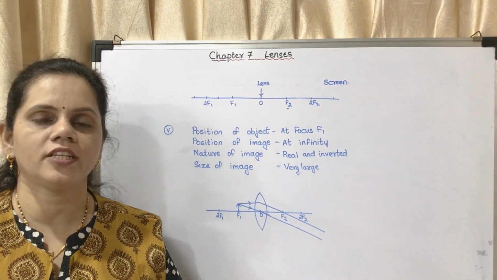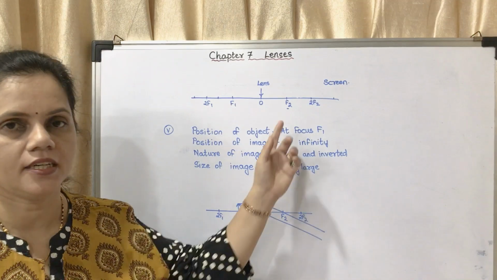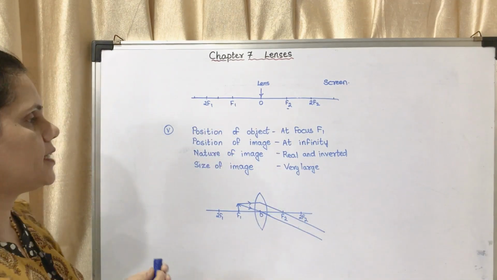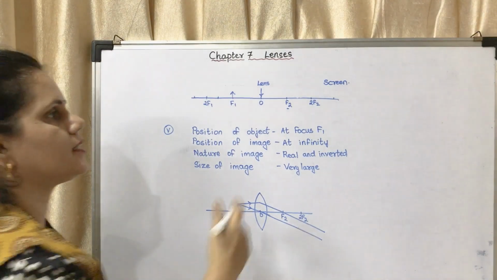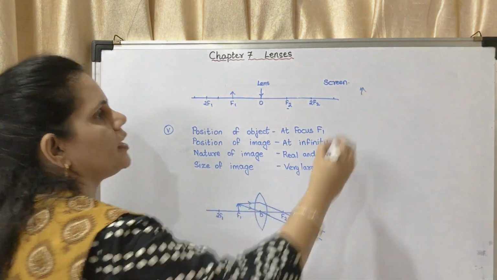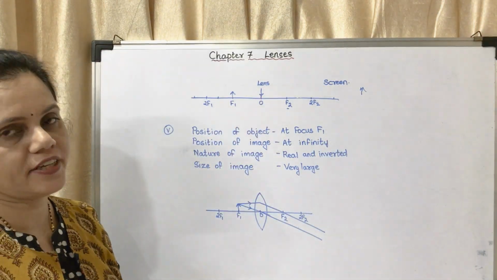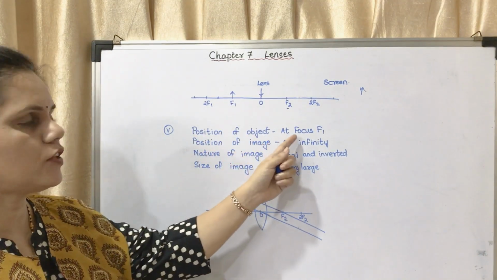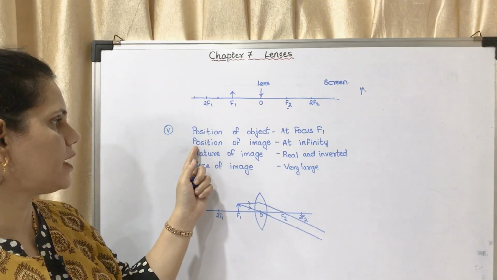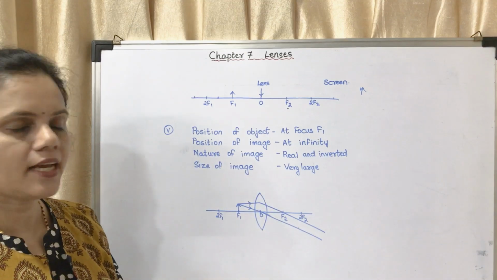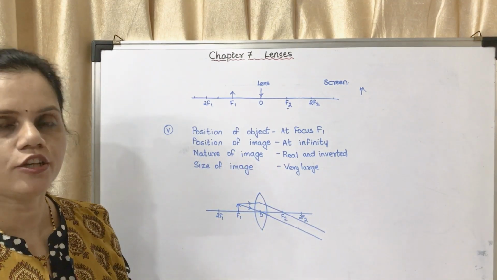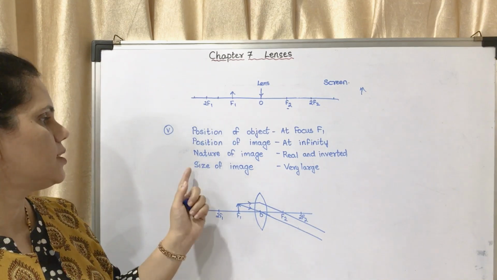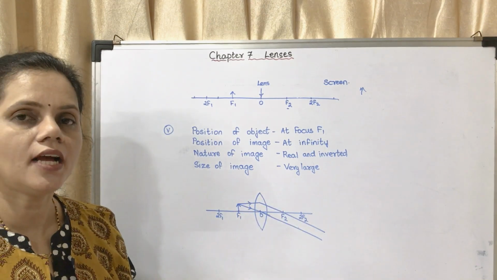Next condition is when the object is kept at F1. Okay, when the object is kept at F1, then the image you will be getting is somewhere at infinity. Okay, it will be somewhere at infinity. So the position of the object is at focus F1, position of image is at infinity. The nature of the image will be real and inverted. You will be able to get the image. Size of the image will be very large.